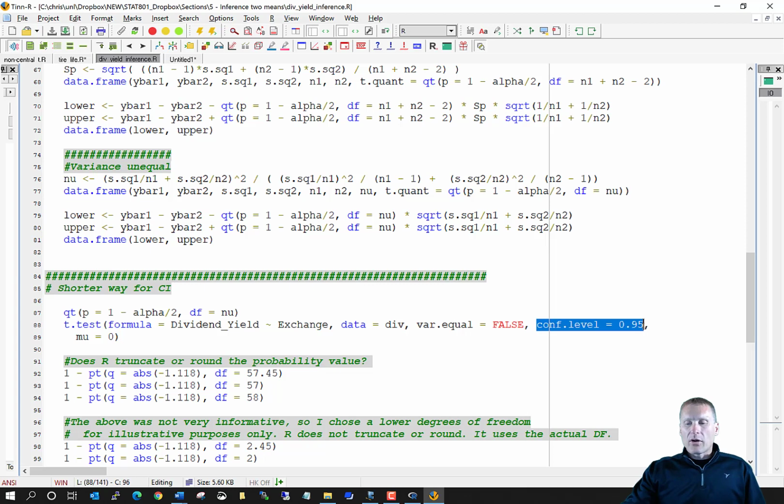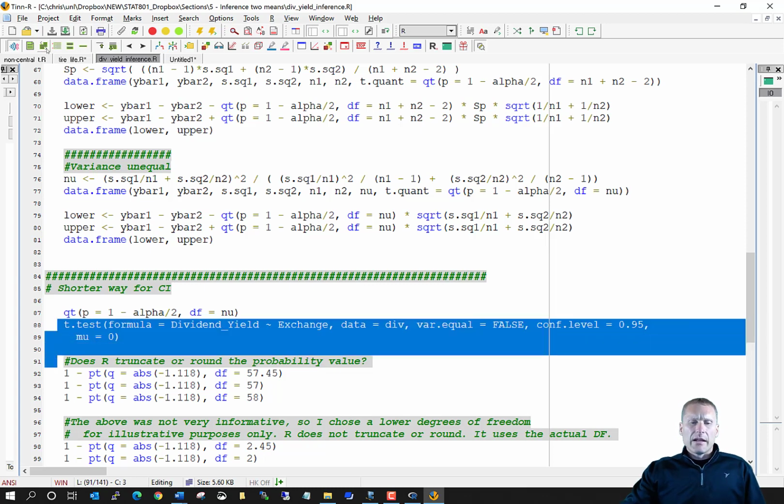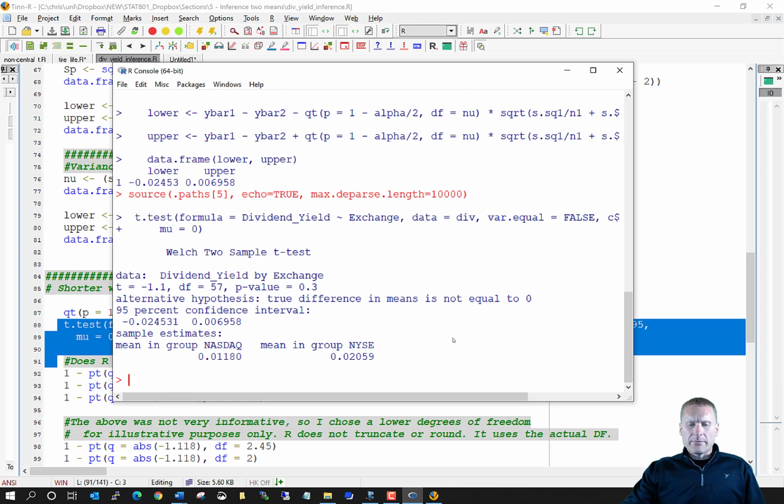And then we can put what our confidence level is that we're going to be working with for the intervals. And then later on, you'll see when we do a hypothesis test, we'll typically look at a null hypothesis value of 0 for the difference. So that's why you see mu equals 0 there. More about that shortly. And so I'm going to highlight that code and run it. And here we go. Here's the exact same interval that we just calculated.